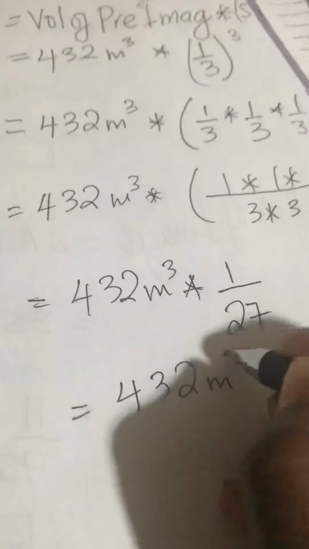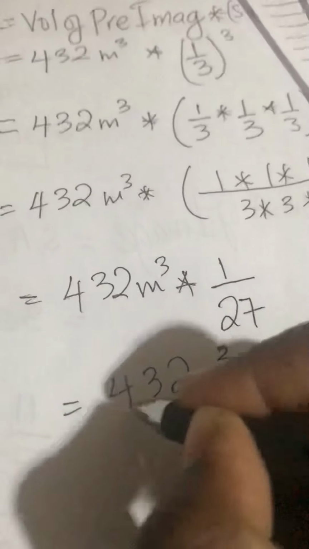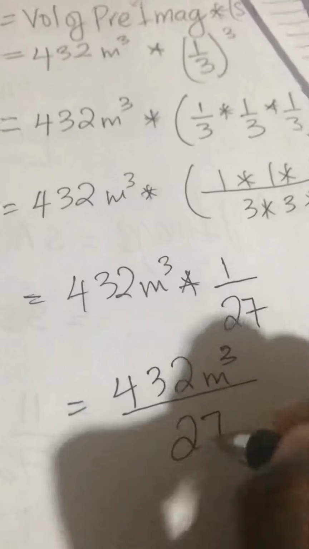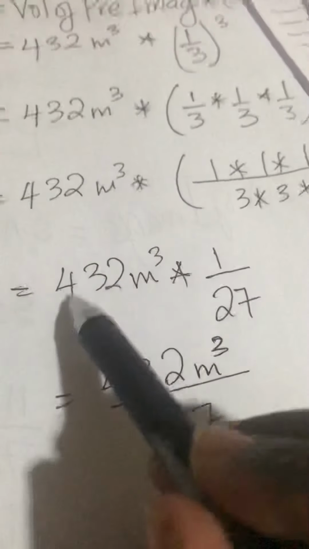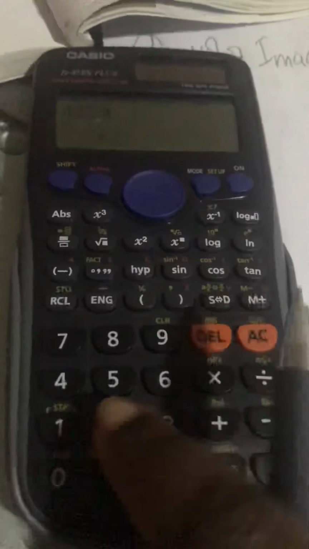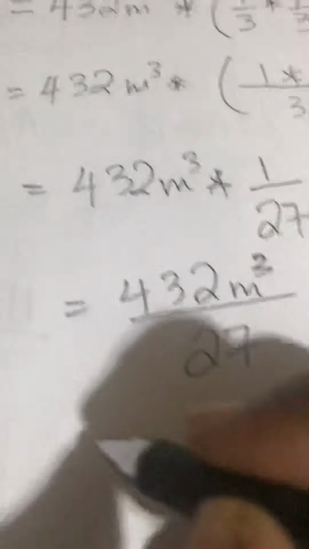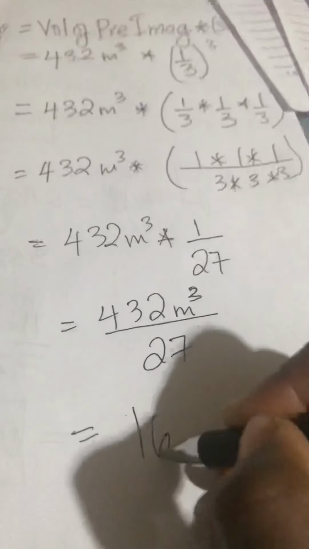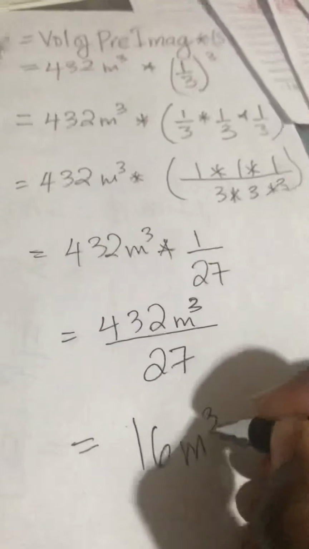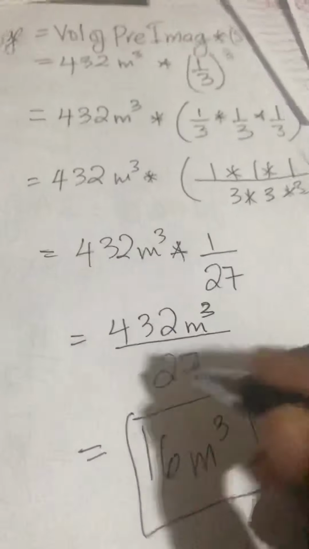Then this becomes 432 meters cubed over 27. How do I know? Because I multiplied by numerators. So what I need to do is 432 divided by 27. And what do I get? 16. And my answer is 16 cubic meters. And I box my answer.